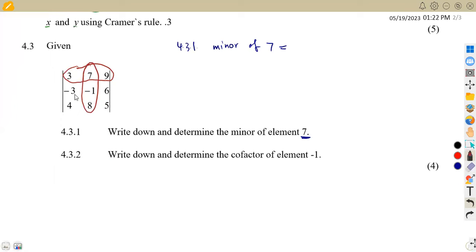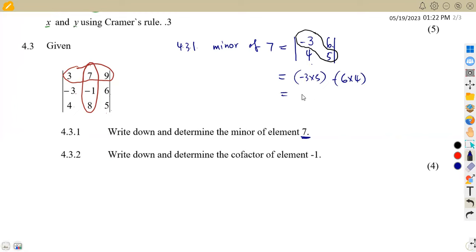So we close the row and the column. What are we remaining with? Negative 3, 4, 6, and 5. These are giving us a 2 by 2 matrix of negative 3, 4, 6, and 5. So this is going to give us the minor of element 7. All right, so here the product is still one and the same thing. Here we multiply this and we subtract these two. So that's negative 3 times 5 minus 6 times 4. So this can give us the minor of the element 7.